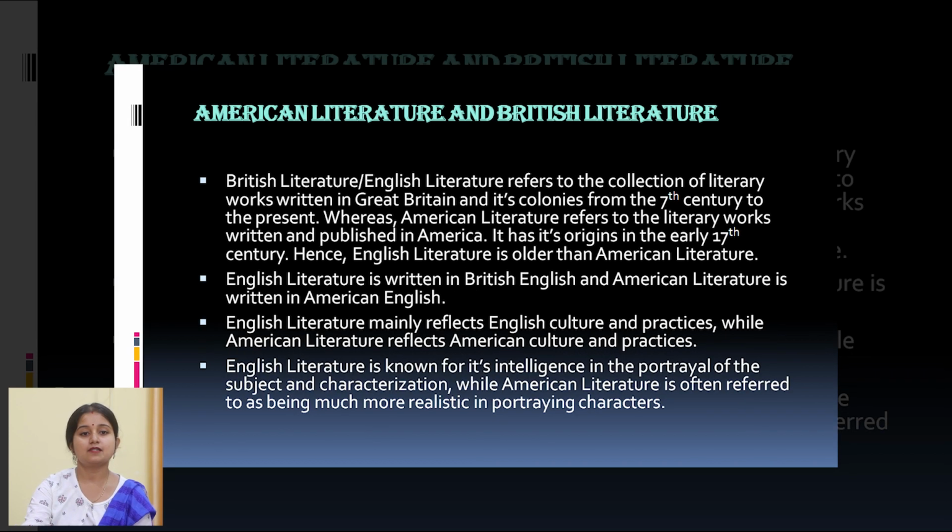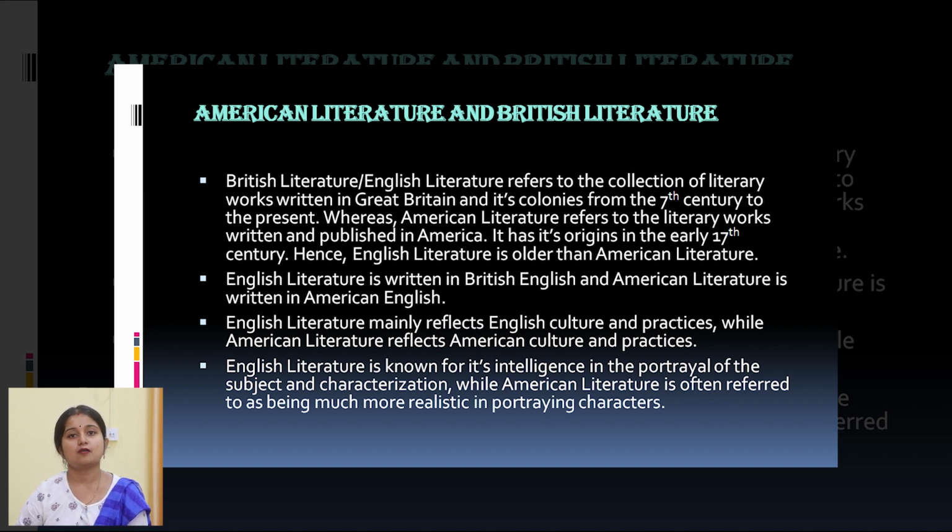Now coming to the difference between American literature and British literature. We generally tend to read about British literature. Since British literature made its appearance in the early ages, American literature is seen as a new concept. Therefore, it is important for us to know the differences between American as well as British literature.